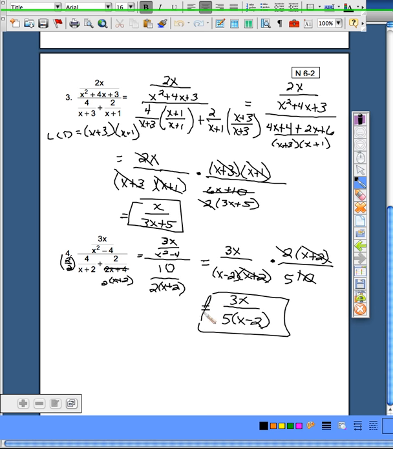Now, on your homeworks for this section, you do have answers in random order for some of their problems, so be sure you check those at the end of each homework.